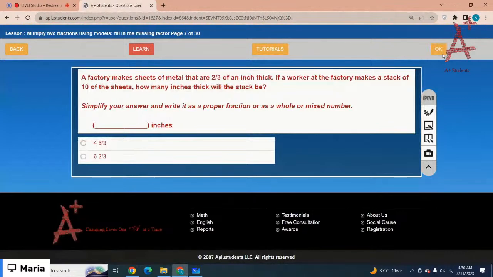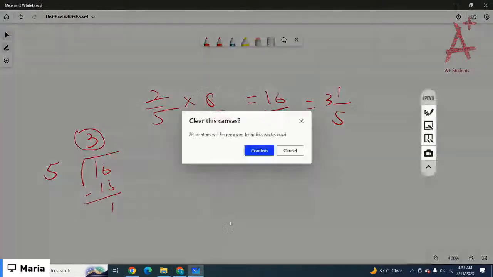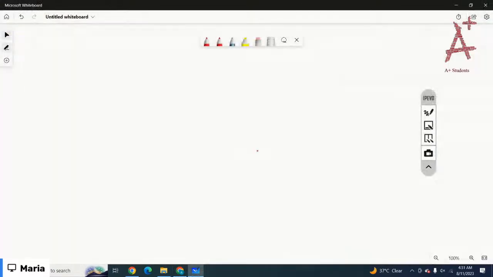So, you have to do 2/3 of 10, right? The factory makes sheets of metal that are 2/3 of an inch, and the total is 10. You have to do 10 times 2/3. Just multiply: 10 times 2 is 20, divided by 3, so 20 over 3.